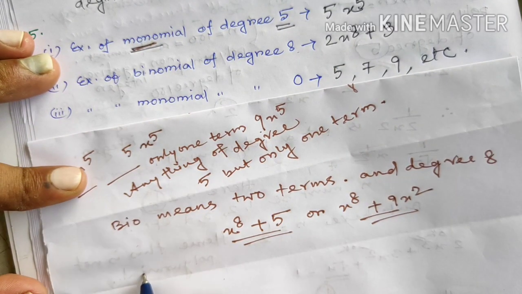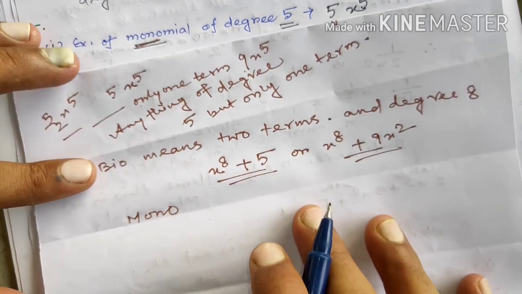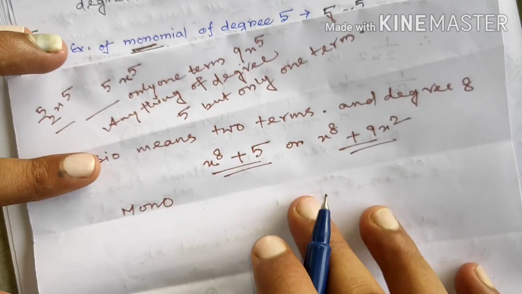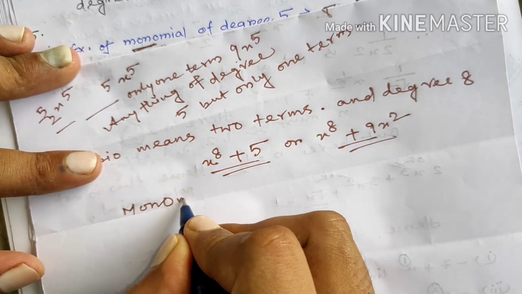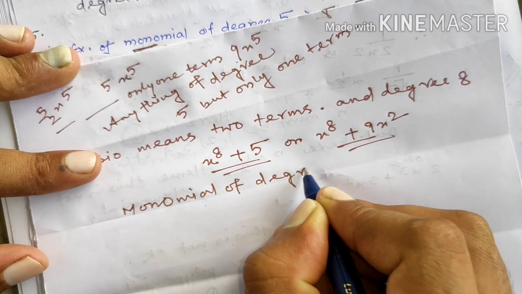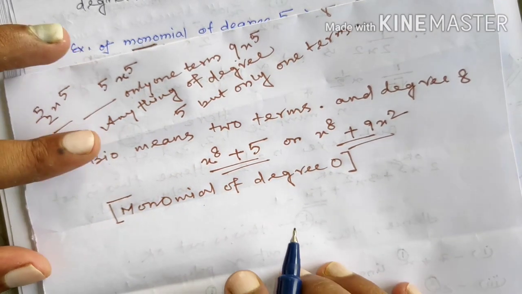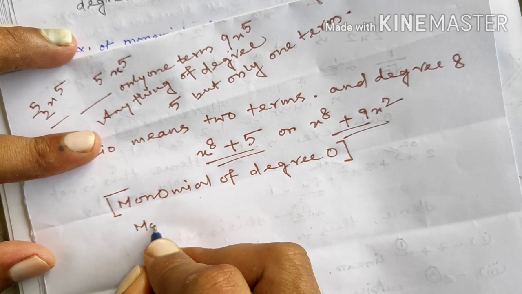Number 3. Example of a monomial of degree 0. Mono means one term, and degree 0 means the power of the variable must be 0.